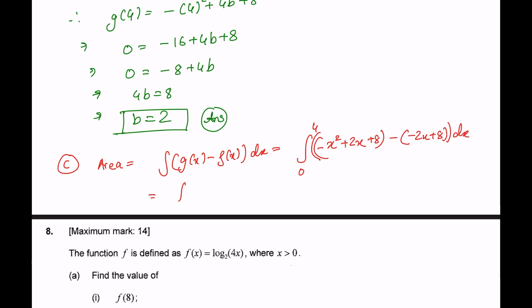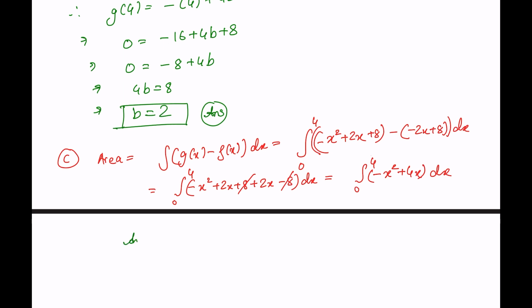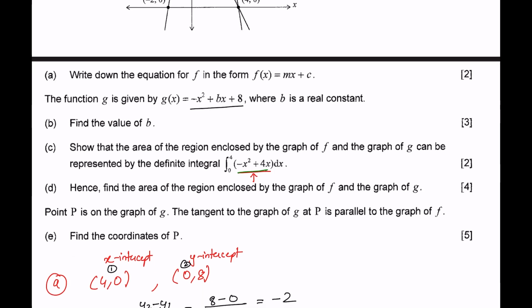Now we'll simplify it a bit. Plus 2x minus 8 dx, and you see negative 8 cancels out, so we'll be left with minus x squared plus 4x dx, which is the area. So we can finally conclude that area is equal to the integral from 0 to 4 of minus x squared plus 4x dx. So it exactly matches here, minus x squared plus 4x dx.